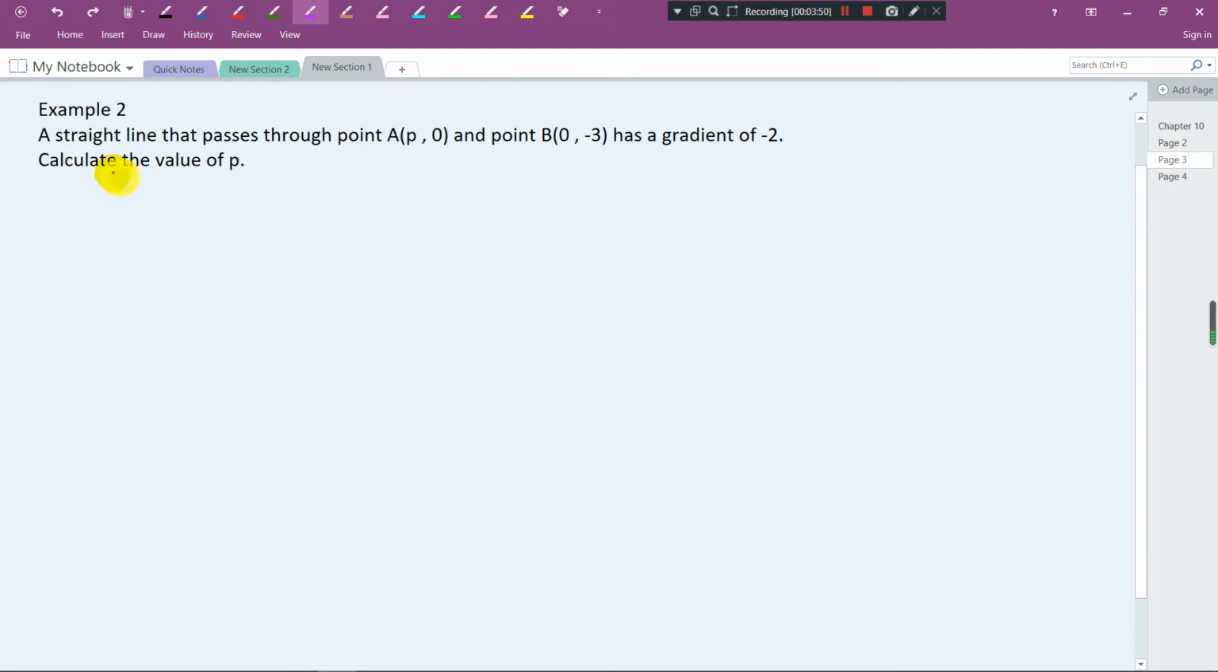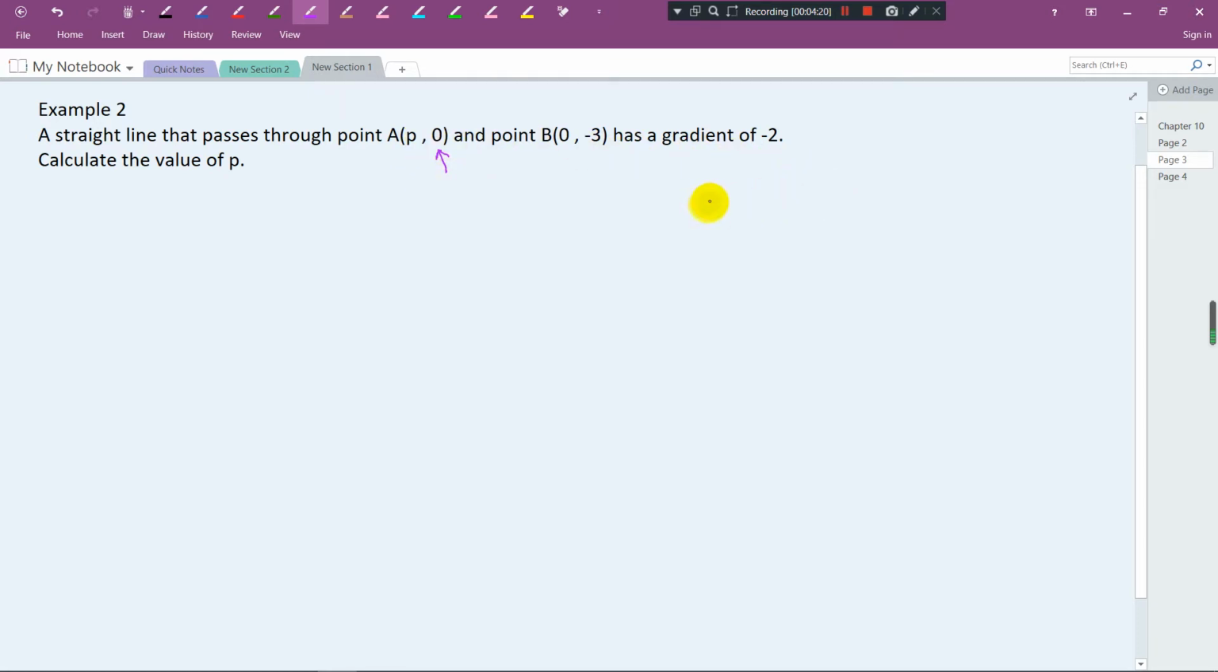Okay, let's look at this example. A straight line that passes through point A (p, 0) and point B (0, -3) has a gradient of -2. Calculate the value of p. When you see this, y equals 0, so you know this must be the x-intercept, right? Still remember? On the x-axis, y equals 0.